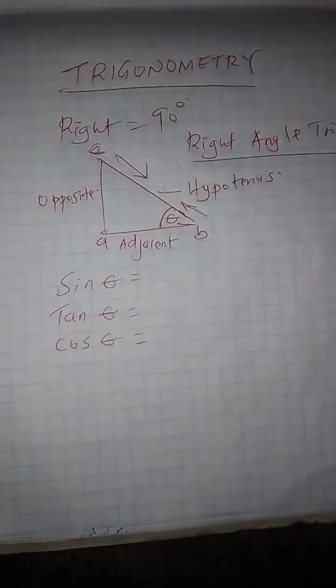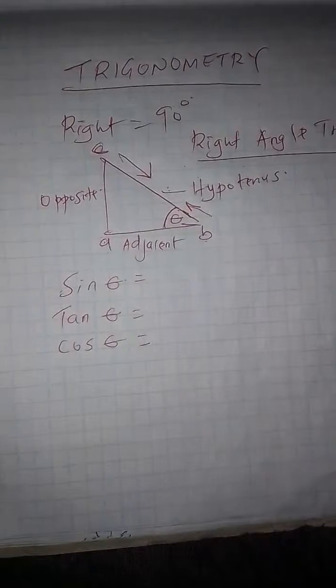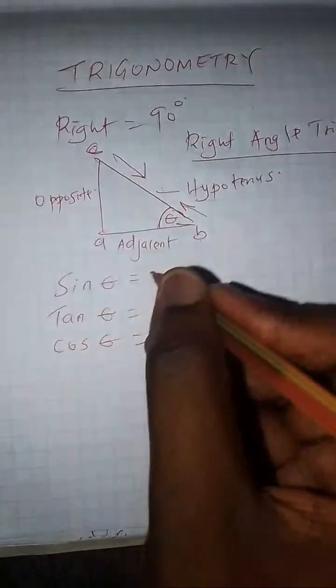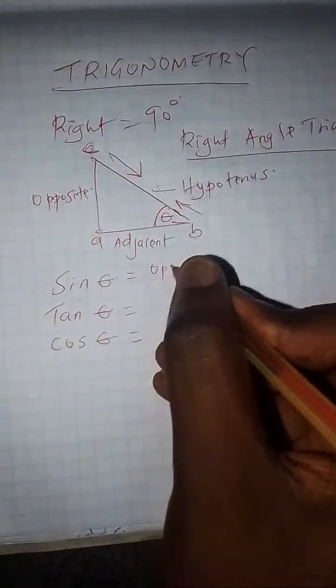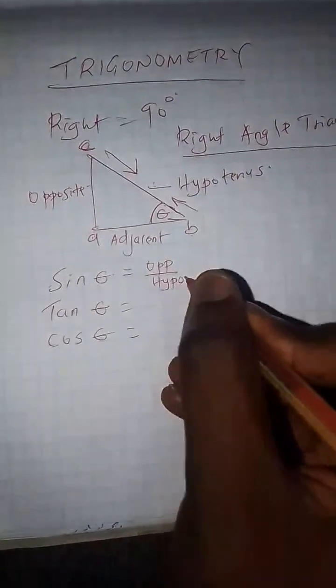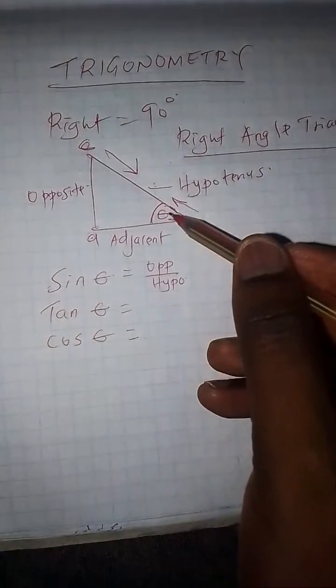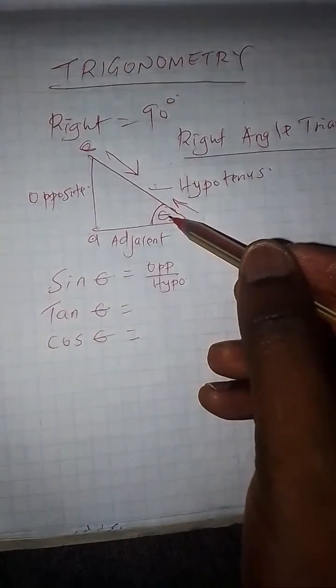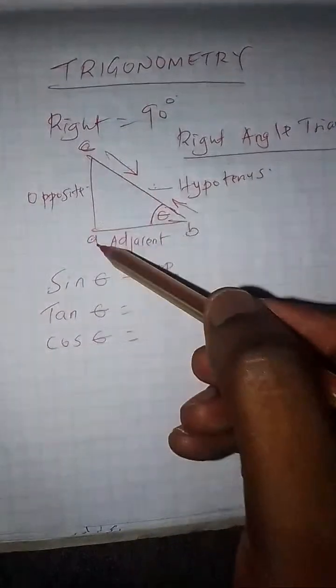Let's start with the sine. How do we find the formula for the sine? The sine theta is always given by the opposite all over the hypotenuse side. That is, when you want to find this angle, you use the opposite side. So the opposite side is AC.